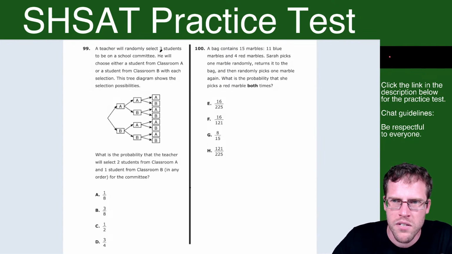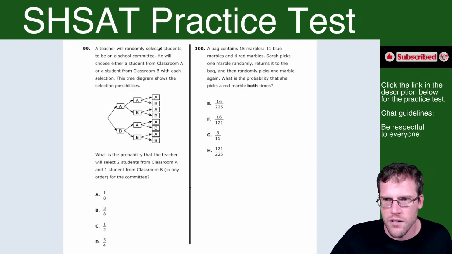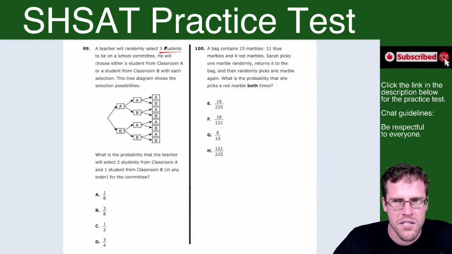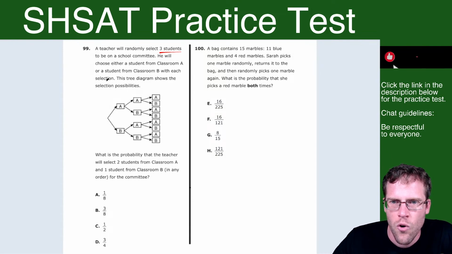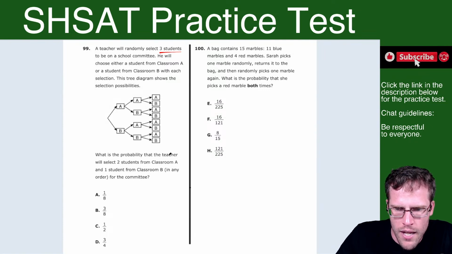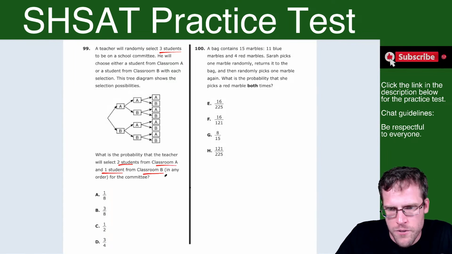So a teacher will randomly select 3 students to be on a school committee. Why can't I underline? Here we go. That's a little better. Let's make it perfect. All right, that's much better. So a teacher will randomly select 3 students to be on a school committee. He will choose either a student from classroom A or a student from classroom B with each selection. The tree diagram shows the selection of possibilities. What is the probability that the teacher will select 2 students from classroom A and 1 student from classroom B in any order?